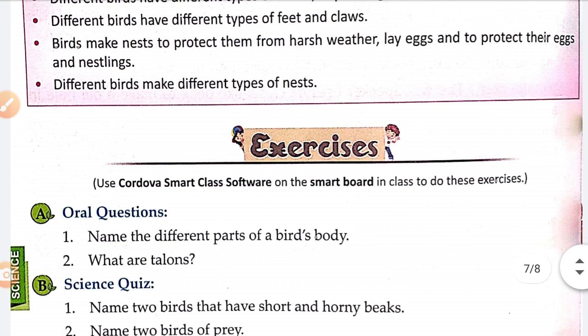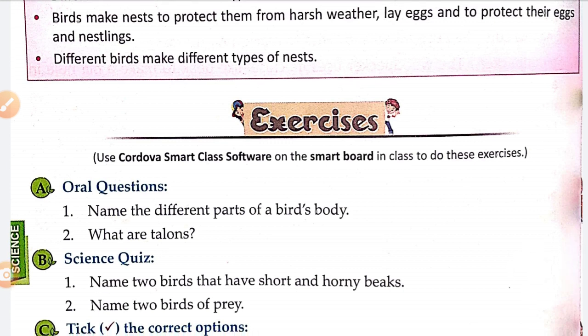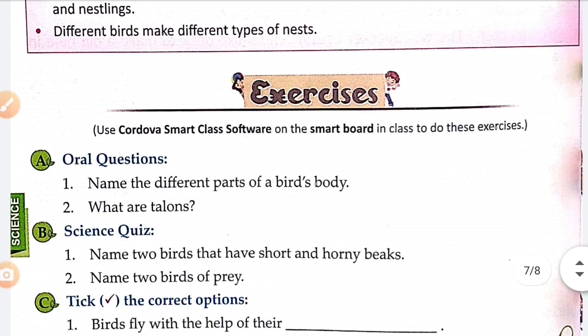We have seen that birds make nests to protect themselves from harsh weather, to lay eggs, and to protect their eggs and nestlings. Different birds make different types of nests.